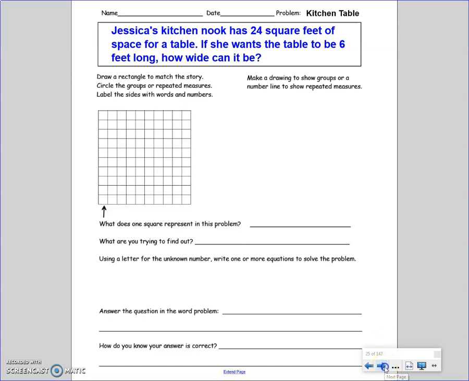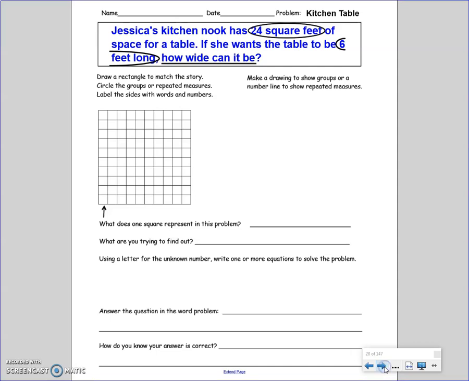One piece of information they give us is that the nook is 24 square feet. Since it's saying square feet, I know that's the total area. I know the total, so this is an area division problem. The other piece of information they give us is that the table is going to be 6 feet wide.